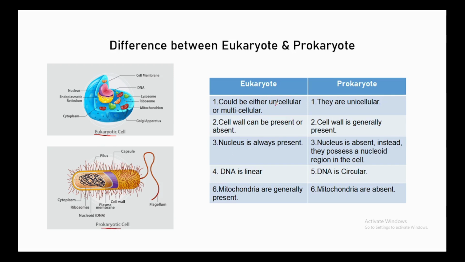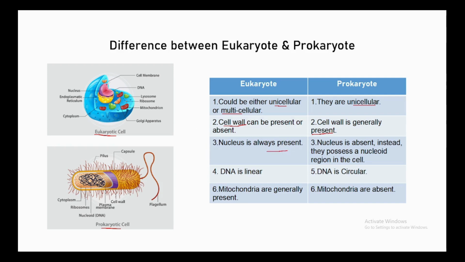First of all, eukaryote cells can be unicellular or multicellular, but prokaryotes are always unicellular. Eukaryote cells have a cell wall present or absent, meaning plant cells or animal cells are examples of eukaryote cells. But in prokaryotes, the cell wall is generally present, meaning all prokaryote cells have a cell wall.